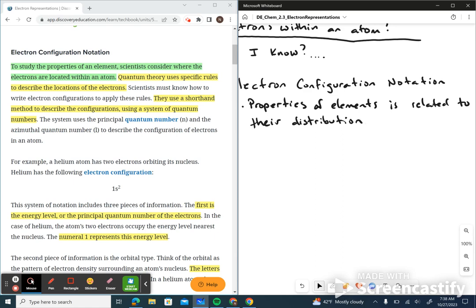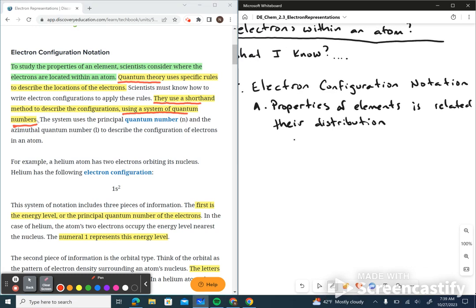Now we jump into kind of an argument here. Quantum theory uses specific rules to describe the location of the electrons. I'm in paragraph 1 here. I just read this one here, right? Quantum theory uses specific rules. They use shorthand methods to describe using a system of quantum numbers. All right, so that seems like that's useful information for us.